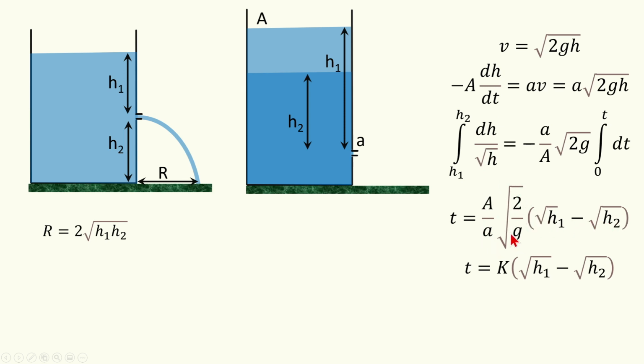And if you see this quantity, for a given container where the capital A and small a are constant, right? So this quantity will be constant. And for the given container, we can take this quantity to be a constant, capital K. And this is what we will be using for the upcoming solution part, right?